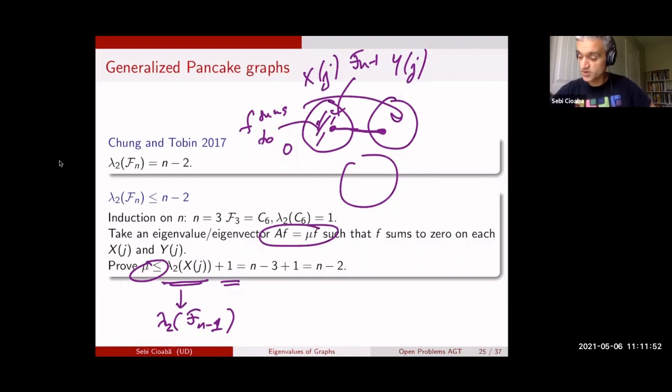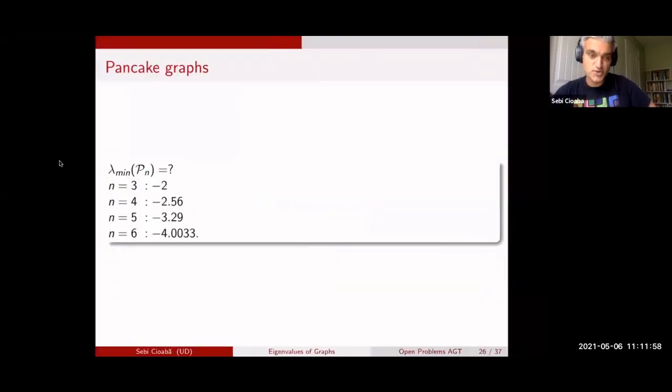So it works. I have a slide here. Lambda min is not so interesting and it's pretty ugly. You do calculations, and I don't know what these numbers are. I have the computation if you're interested, but I don't think there's anything nice there.